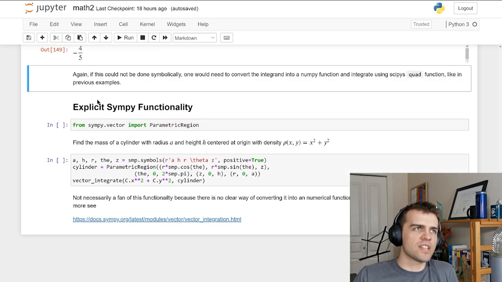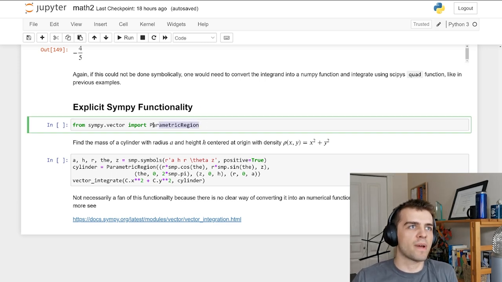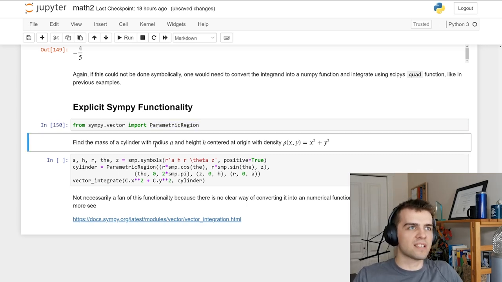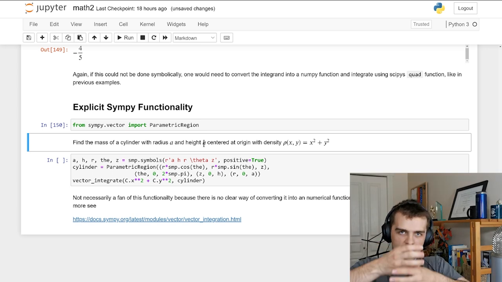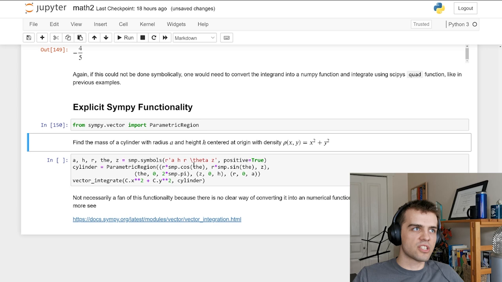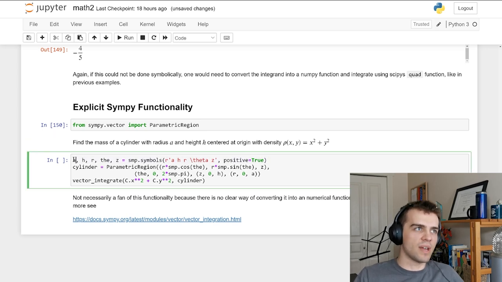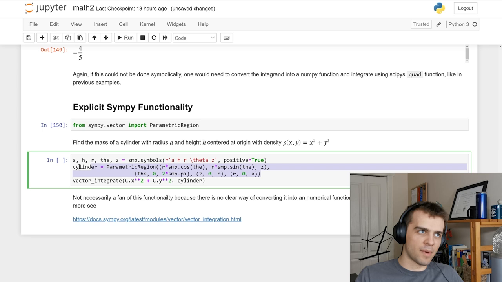Finally, before I end off, there is some explicit SymPy functionality here that's interesting for these sorts of problems. There's this parametric region thing, which I thought was kind of interesting. For example, if you want to find the mass of a cylinder with radius a and height h, centered at the origin with a particular density, I define all my parameters here. a is the radius, h is the height, and r, theta, and z are my cylindrical coordinates. I define an actual cylinder, which is a parametric region defined by r cos theta, r sine theta, and z, where theta goes from 0 to 2 pi, z goes from 0 to h, and r goes from 0 to a. This is how the parametric region thing works.